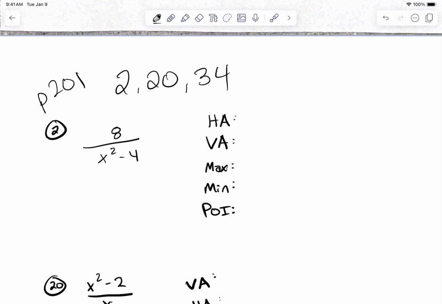Hey, Libby, we are starting number 2. They want us to find all the things: the VAs, the HAs, the maxes, mins, POIs.